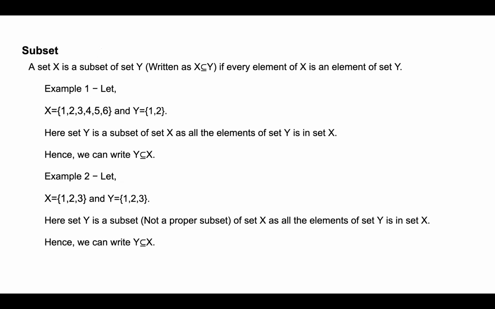Then subset: when the elements of one set are elements of another set, then that first set is known as a subset of the other set. In the second example, we can see this one: X is 1, 2, 3, Y is 1, 2, 3. So we can say X is a subset of Y and Y is a subset of X. Here the elements of Y are in set X, so here also we can say that Y is a subset of X.